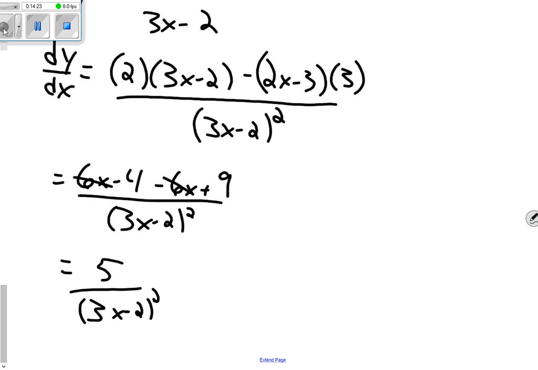That was in my glasses. Let's do one more.